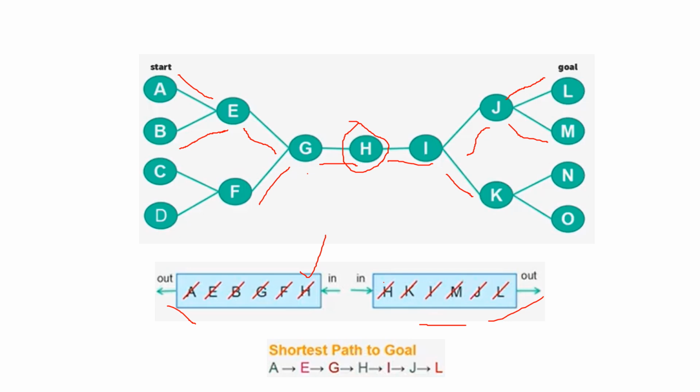So the forward search will be A, E, B, G, F, H, and the backward search will be L, J, M, I, K, H. And here the meeting point is where both searches meet at node H. So that means here we can write the shortest path to the goal, that is from A to E, then G, then H. And the backward search will come from L to J, then I, then H. So we got the path A, E, G, H, I, J, L. That is the upper path.